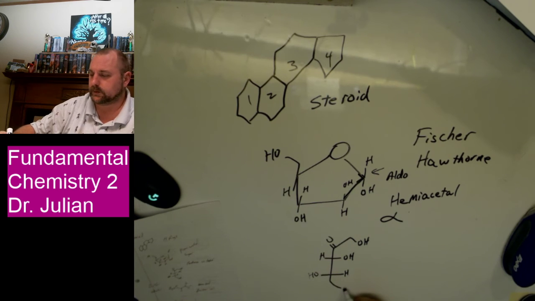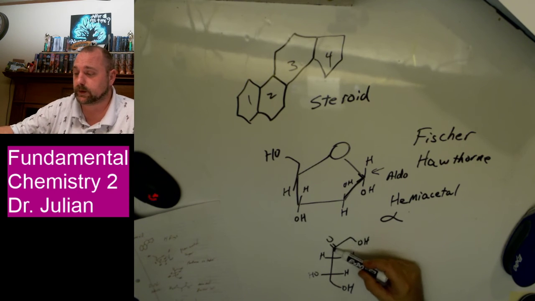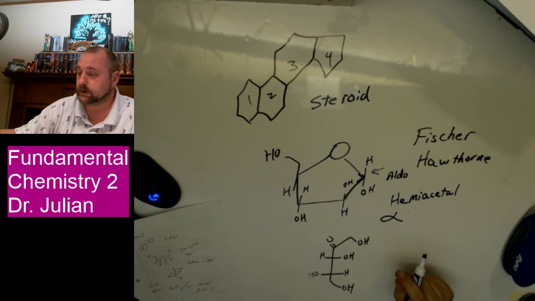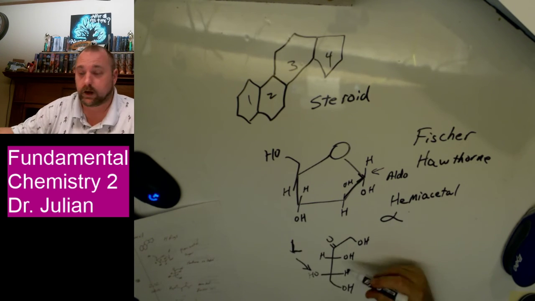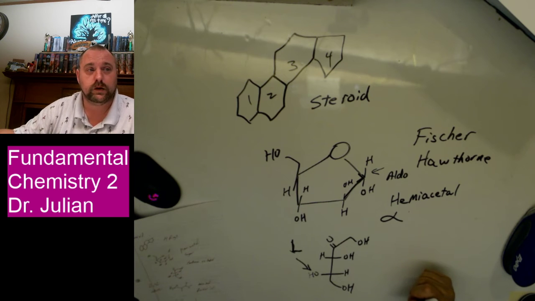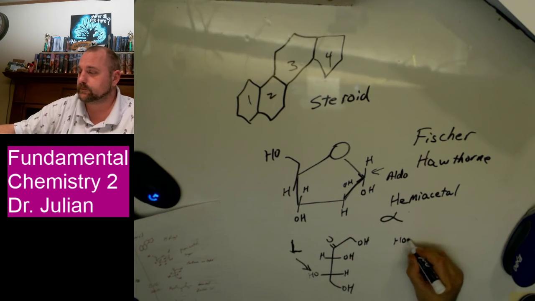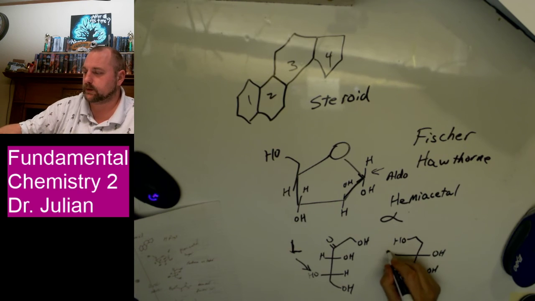So we could look at something like this. In the Fischer projection, be able to tell this is a ketone. 1, 2, 3, 4, 5. So it's a ketopentose. You need to be able to look down here. Tell that one's in the L configuration. That's got two chiral centers. If I were to draw this, I'd have an enantiomer.